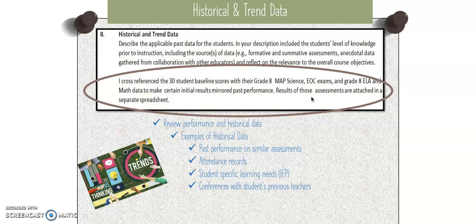So you can see the example from the State Department: I cross-referenced the 30 student baseline scores with their grade 8 MAP science, end of course exams, and grade 8 ELA and math data to make certain initial results mirrored past performance. Results of those assessments are attached in a separate spreadsheet.